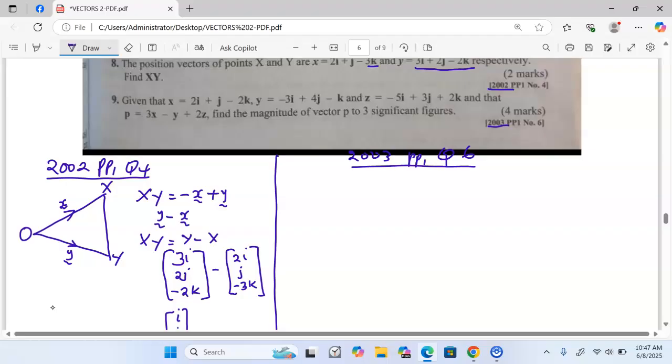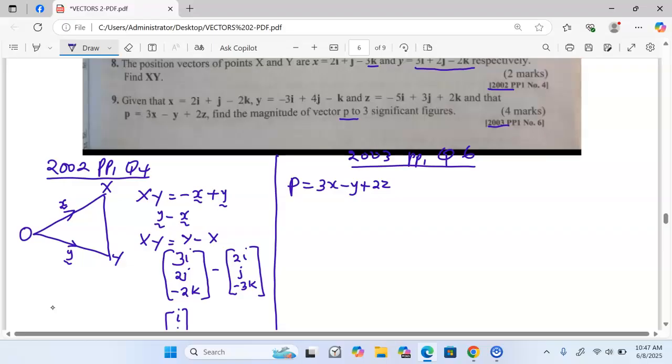question number 6. And we are told that given that x is 2i plus j minus 2k, y is minus 3i plus 4j minus k, and z is equal to 5i plus 3j plus 2k, and that p is equal to 3x minus y plus 2z. Find the magnitude of vector p to 3 significant figures.